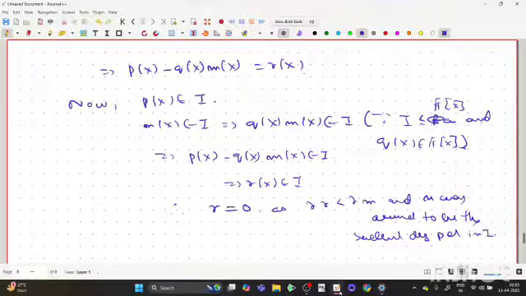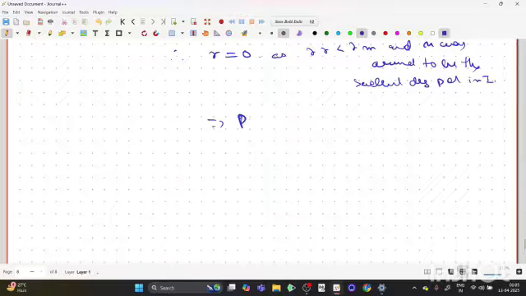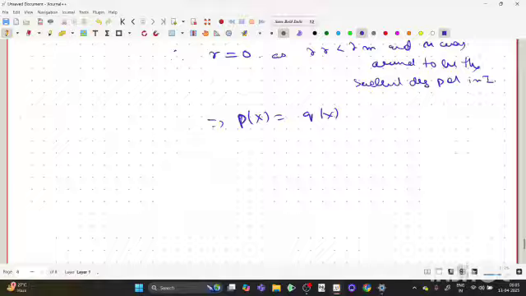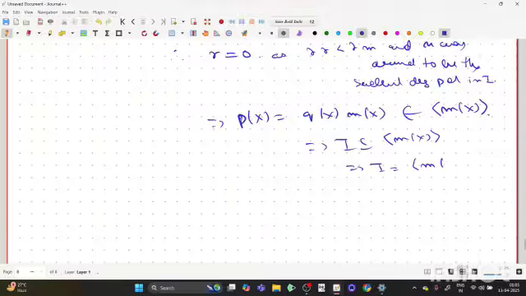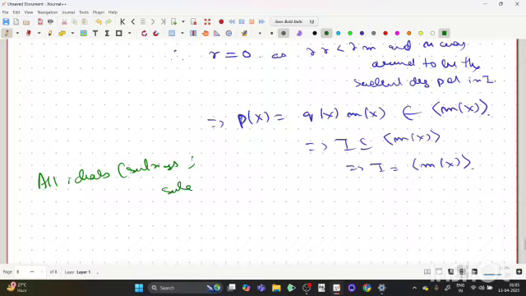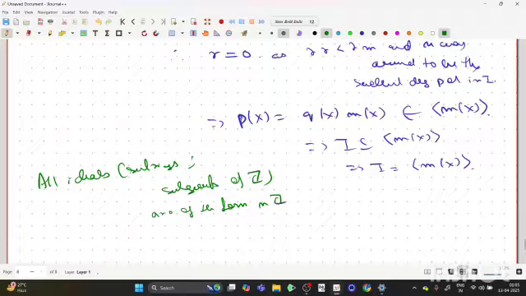In that case, what we conclude is that p(x) is exactly equal to q(x) times m(x), but q(x) times m(x) is an element of the ideal generated by m(x). So this implies that I is contained in the ideal generated by m(x), which implies I is exactly equal to the ideal generated by m(x). A similar proof will in fact show that all ideals, in fact subrings, in fact subgroups itself of Z are of the form nZ, which can be identified as the group or ring or ideal generated by n.